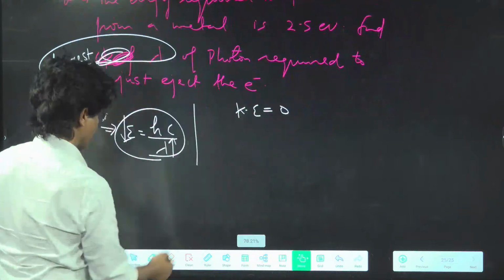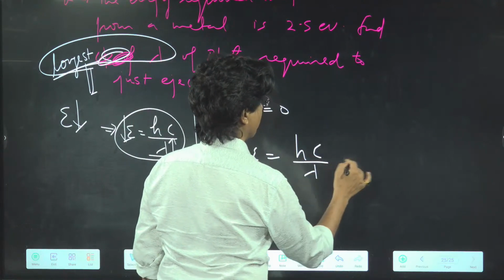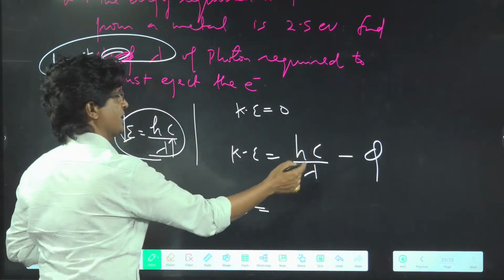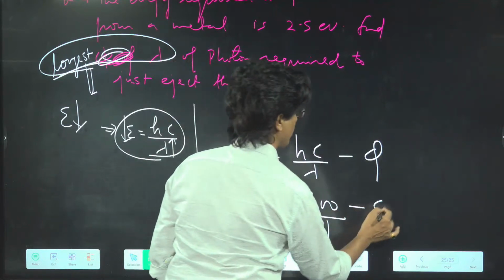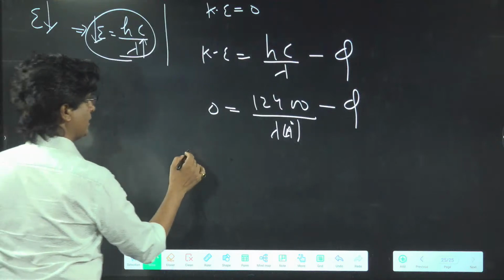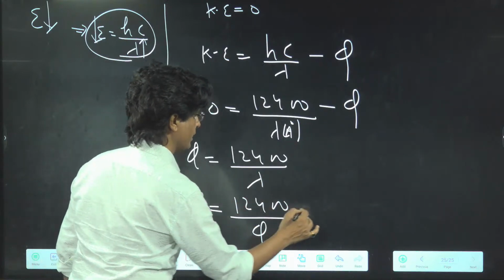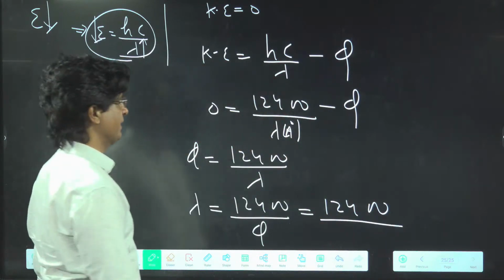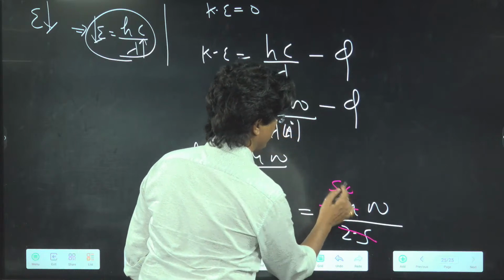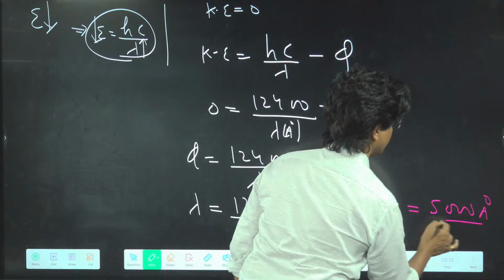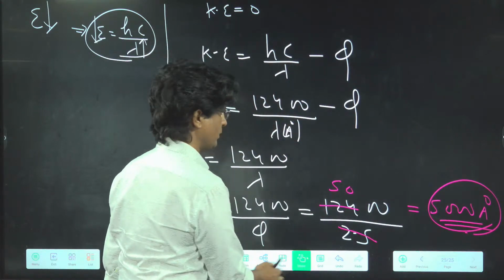So if you apply this over there, the kinetic energy is equal to hc upon lambda minus phi. This is 0, and if this is given in electron volt, I can write 12400 upon lambda in angstrom minus phi, which actually means that phi will be equal to 12400 upon lambda, or you can say lambda will be 12400 upon phi. What is the phi given? Phi is given as 2.5 electron volt. Okay, so I believe I can write this as 50, and that will be 5,000 angstrom. Sorry, lambda will be 5,000 angstrom. Yes or no? Is that clear to all of you?